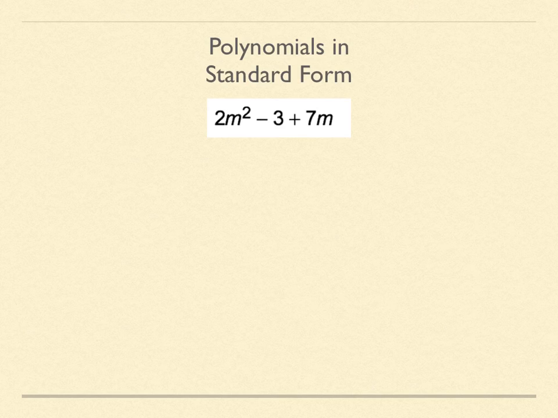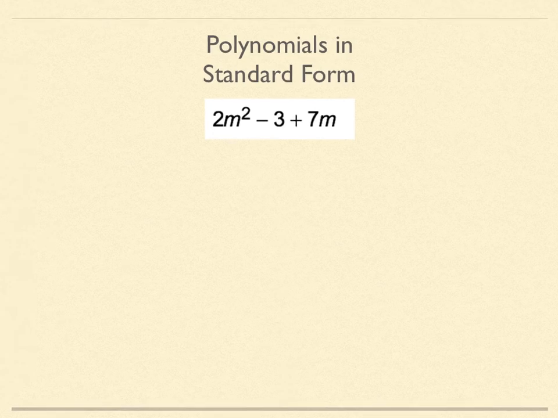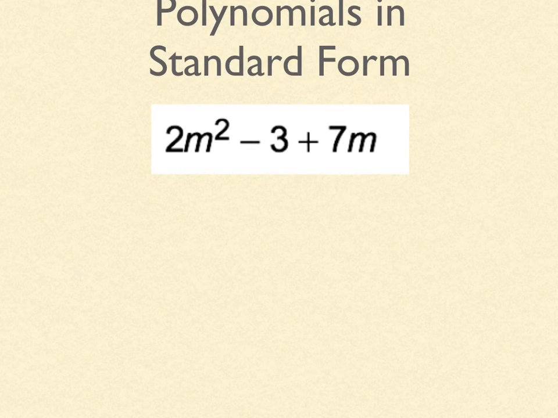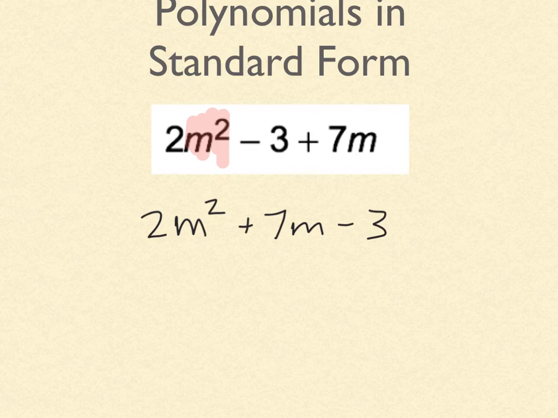Okay, and one more example. What is our largest m term here? Remember, we're looking at the m and the power above it. So 2m squared would be the largest. And then we just need an m all by itself. So do we have any m all by itself? What would it be? So plus 7m. And then what comes last? Minus 3.